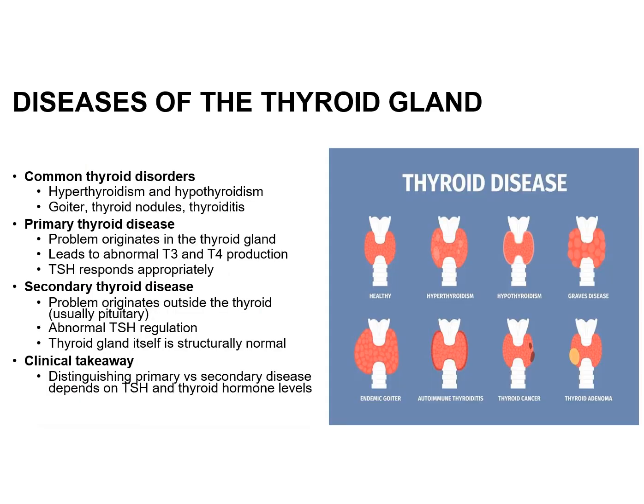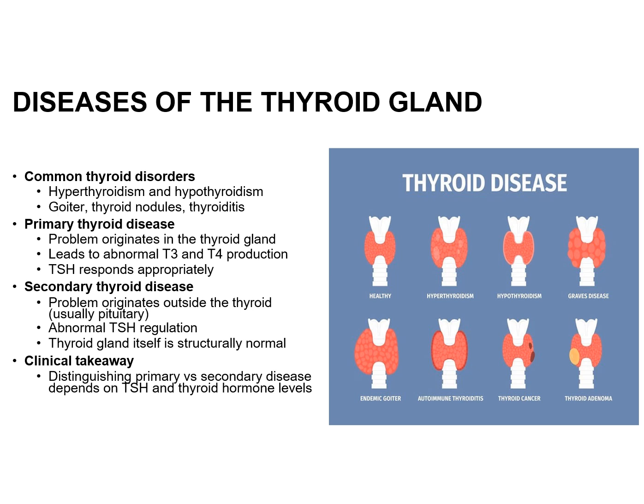Now we're shifting gears to the thyroid gland. Thyroid diseases are extremely common and show up frequently in both clinical practice and board questions. Broadly, thyroid disorders include hyperthyroidism, hypothyroidism, goiter, thyroid nodules, and thyroiditis. One of the most important clinical distinctions is whether the problem is primary or secondary. If primary thyroid disease, the issue starts in the thyroid gland itself. The thyroid produces too much or too little T3 and T4, and the pituitary responds appropriately by adjusting TSH levels.